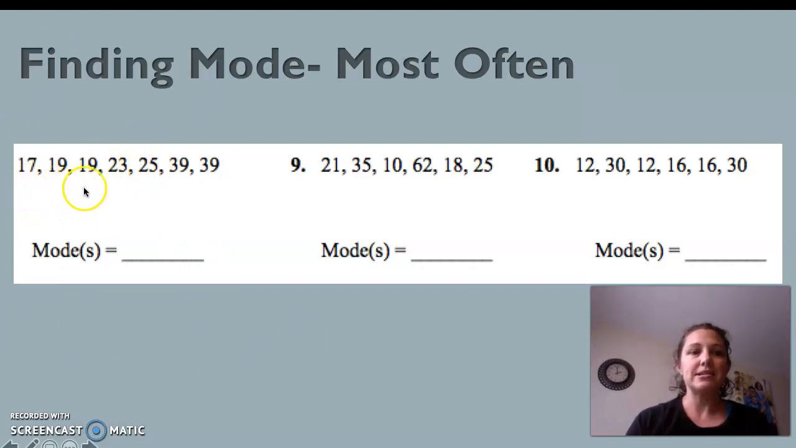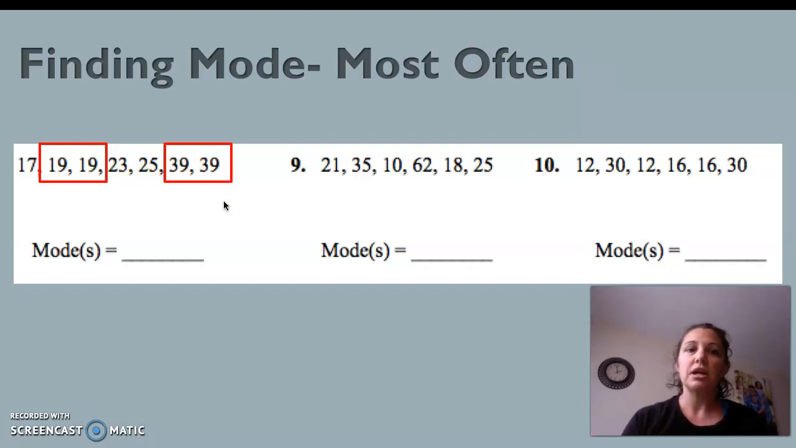our list is actually in order, so that's nice. It's in order, and we see that we have 2 19s and 2 39s. So when it asks us for the mode, it means which ones repeat more often. And in this case, we have 2 that repeat. The mode is not 2. 2 is not the number that repeats. Our mode is 19 and 39. We would write both of them because they both repeat twice.